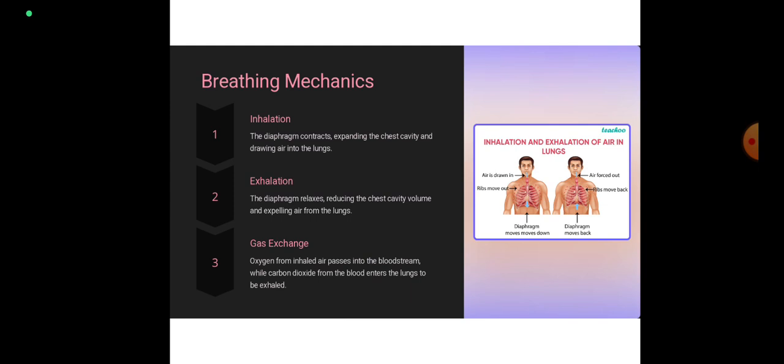Breathing mechanism. First is inhalation. The diaphragm contracts, expanding the chest cavity, drawing air into the lungs. Exhalation. The diaphragm relaxes, reducing the chest cavity volume and expelling air from the lungs. Gas exchange. Oxygen from inhaled air passes into the bloodstream while carbon dioxide from the blood enters the lungs to be exhaled.